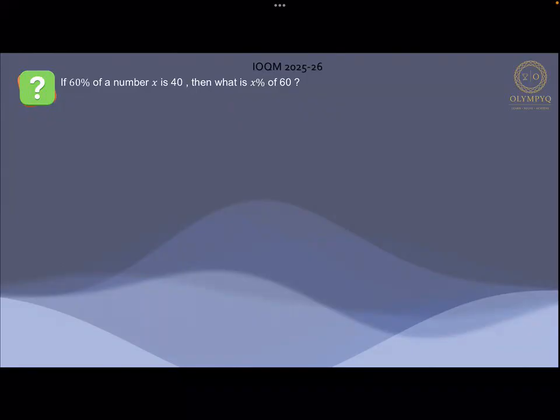This question is very easy and can be solved directly. 60% of x is equal to 40, which means 60 divided by 100 times x has been given as equal to 40. From here, I can get the value of x, which is equal to 400 divided by 6. Now, once we have the value of x, they are asking for x percent of 60.